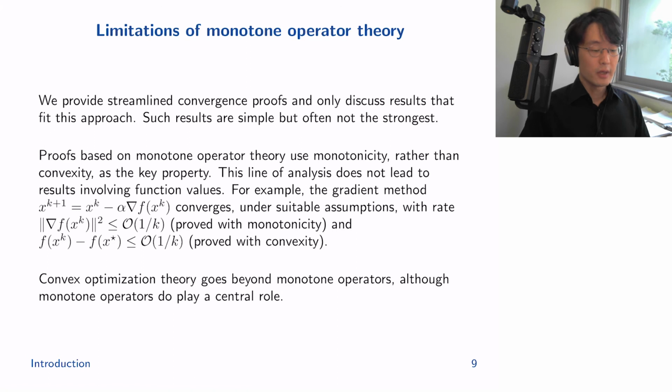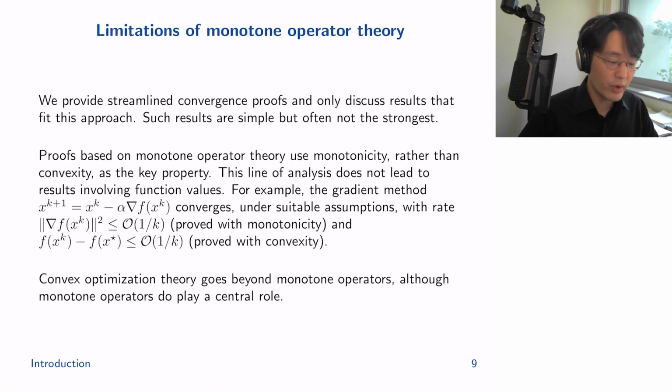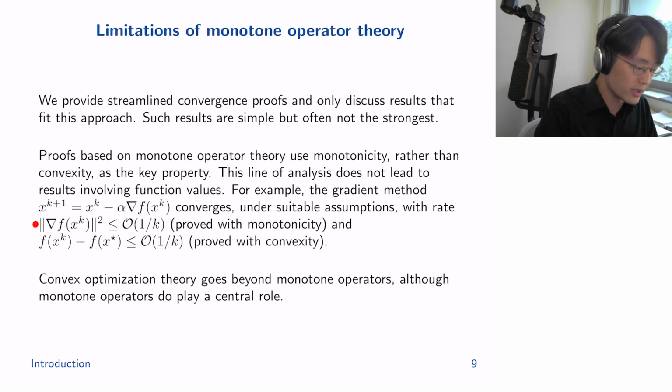So for example, the classical gradient descent method converges under suitable assumptions, and the rate of convergence is 1 over k in terms of the squared gradient norm. But one can also show that the rate is 1 over k in terms of the function value suboptimality. The first result, where the squared gradient norm converges at rate 1 over k, can be proved with monotonicity. And if this is what you want to establish, then sure, that's good.